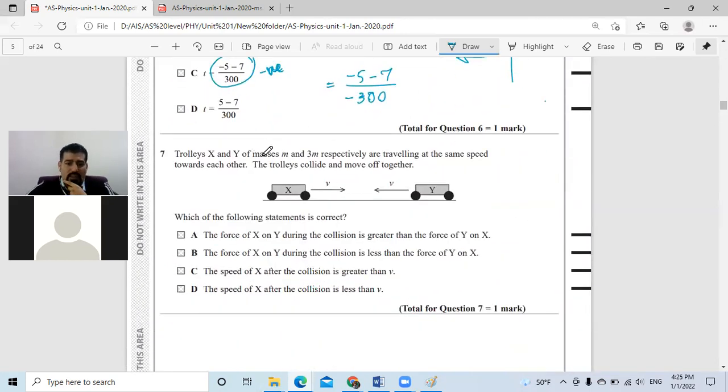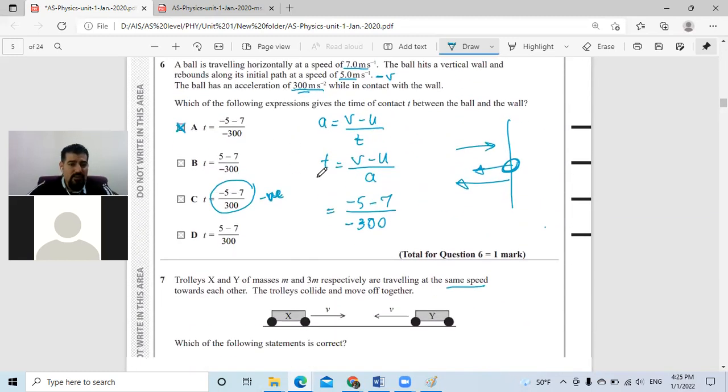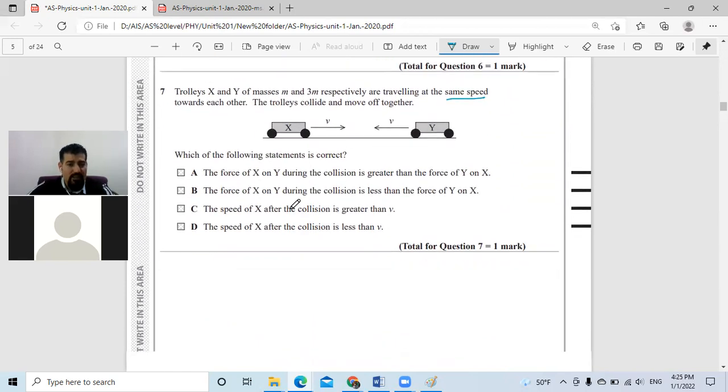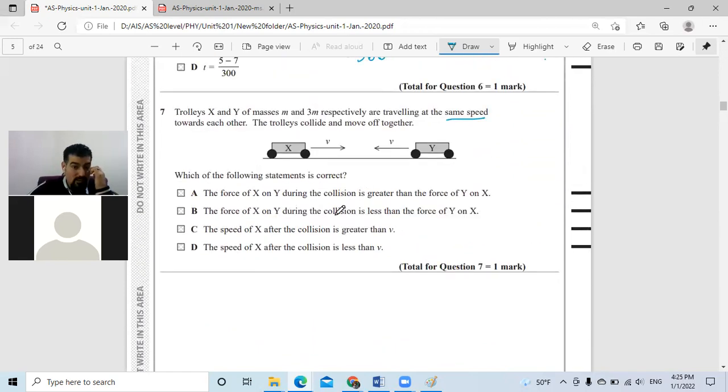Two trolleys x and y of masses m and 3m respectively travel with the same speed. One of the students asks, can I use change in momentum? I don't have enough information to answer the question yet, but yes, I can use force times time equals impulse, which is the change in momentum. Trolleys x and y have masses m and 3m. They are moving with the same speed towards each other. Which of the following statements is correct?